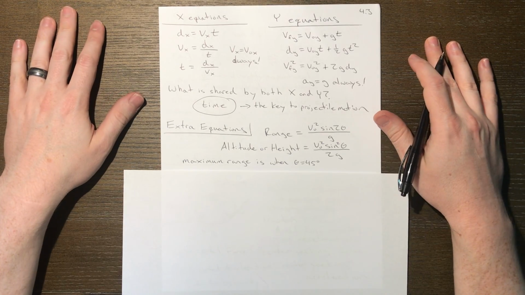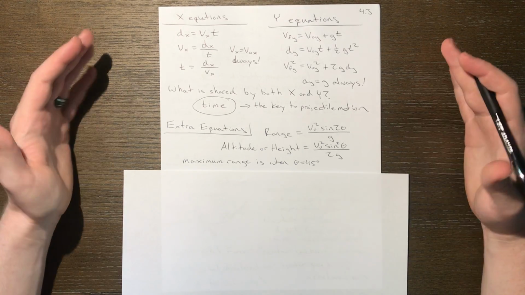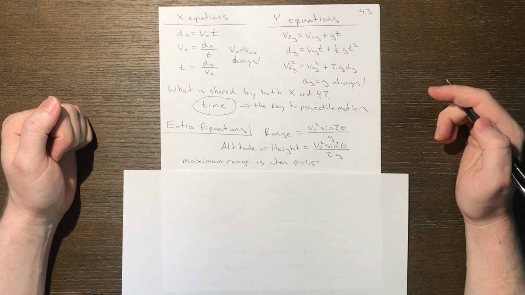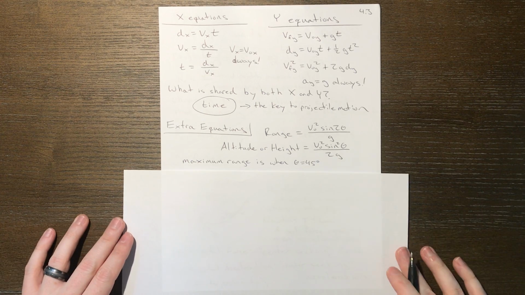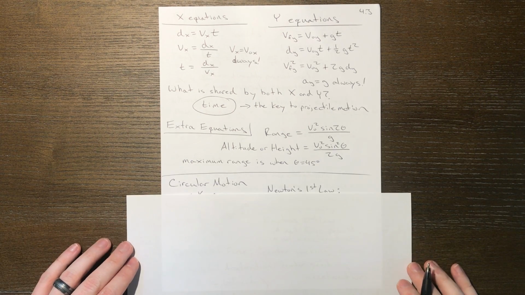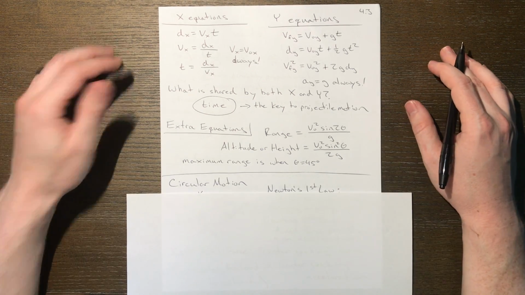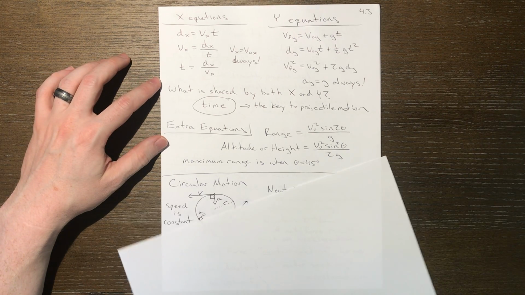Okay, so we've gotten a chance to see what projectile motion looks like, how we would handle projectile motion, one form of motion in 2 dimensions. Let's move on to another one. Another common form of two-dimensional motion is circular motion.